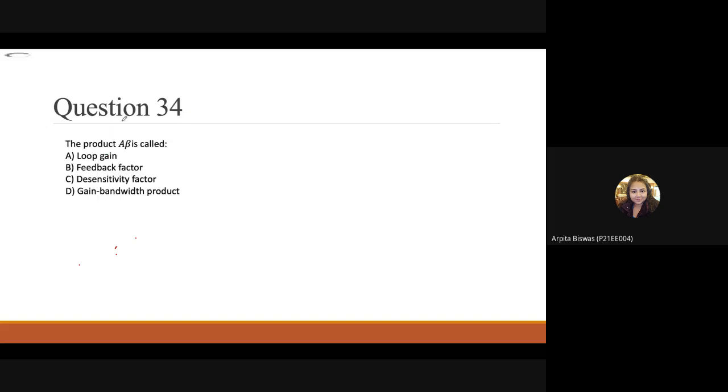And the product of A beta is called which gain? Gain feedback factor, or desensitivity factor, or gain bandwidth product? Option B, ma'am. No, it is not feedback factor. It is called the loop gain. Okay, ma'am. Option A is the loop gain.